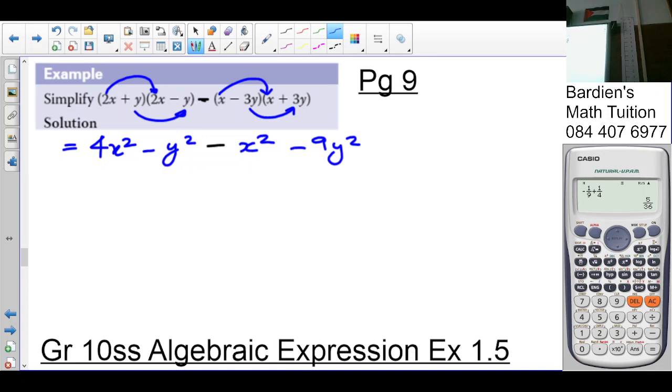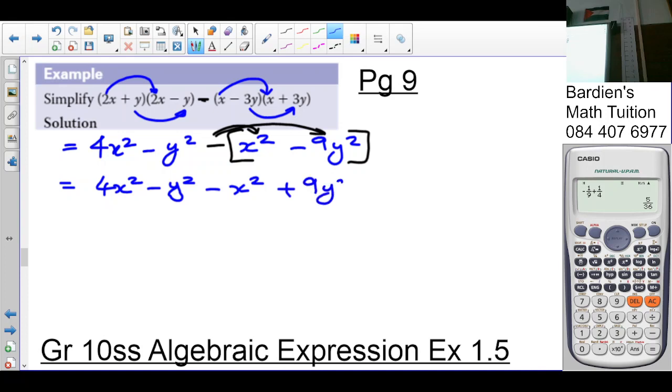There must be a bracket, yes. Why must there be a bracket? More than one term following a negative sign. So you must have a bracket. What needs to be done now? Get rid of the brackets by multiplying the negative in. That's going to give you 4x squared minus y squared. Negative times x squared, negative x squared. Negative times negative 9y squared, positive 9y squared. If there's nothing here, there's a 1.